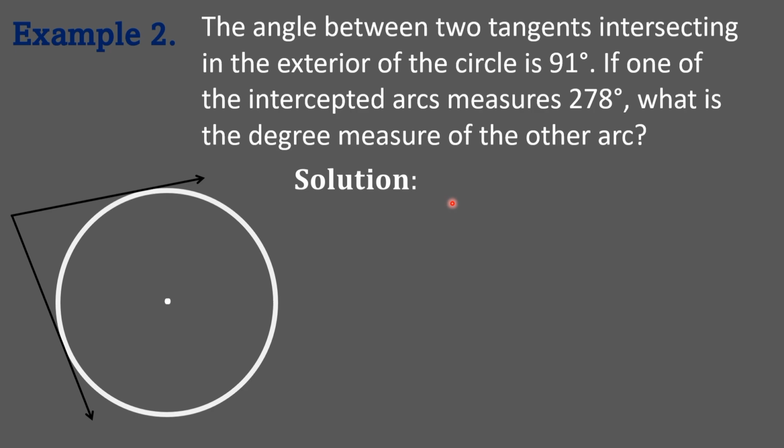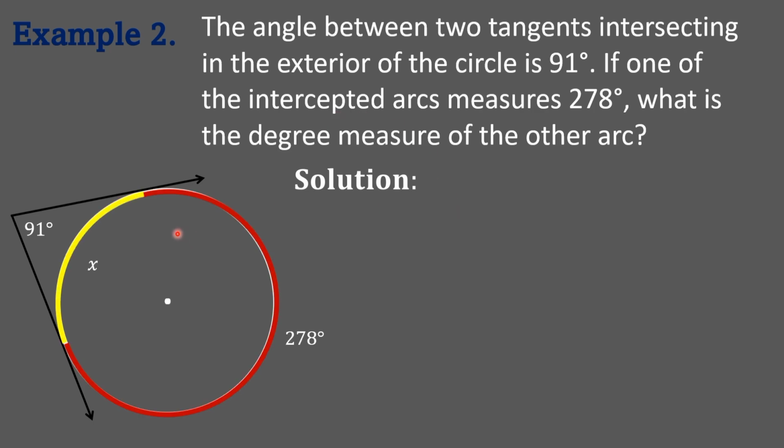Example 2. The angle formed between two tangents intersecting in the exterior of the circle is 91 degrees. If one of its intercepted arcs measures 278 degrees, what is the degree measure of the other arc? 278 degrees is the measure of the big intercepted arc. Let x be the measure of the small intercepted arc.